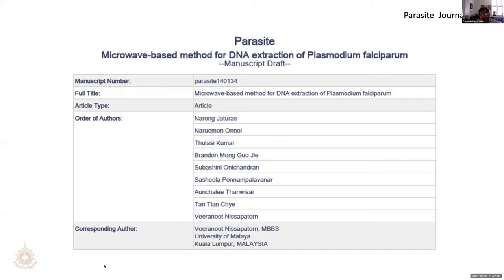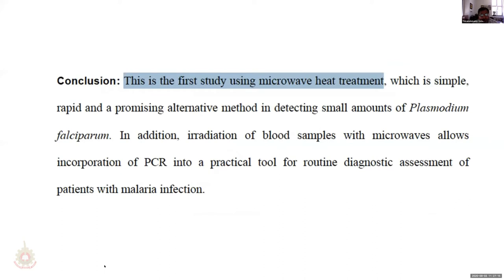Now the authors come back again to another journal, with microwave based DNA extraction for Plasmodium falciparum, submitted to the journal called Parasite Journal. This article was reassigned to me from a different journal, and I know that it was me who reviewed this article, and I'm very much surprised to see if the authors have adhered to my review comments. This is what I expect to see, as the authors clearly say that in conclusion, this is the first study using microwave heat treatment, which is a simple and rapid, promising alternative method to detect small amounts of Plasmodium falciparum.